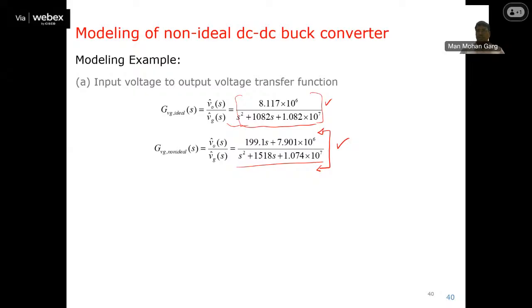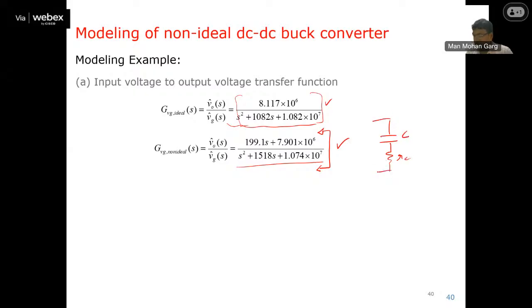Are you observing any difference in these two transfer functions? Anyone please let me know. Extra zero, very nice. Yes, so we have an extra zero. Now what is its physical impact that we will see? Why is this extra zero coming? Due to this RC, right?